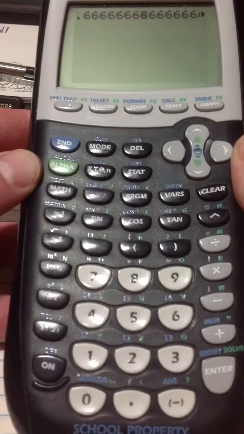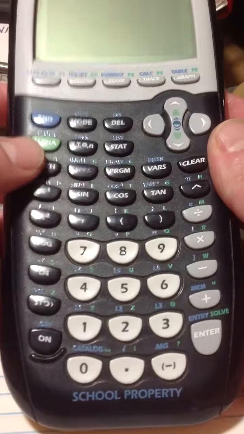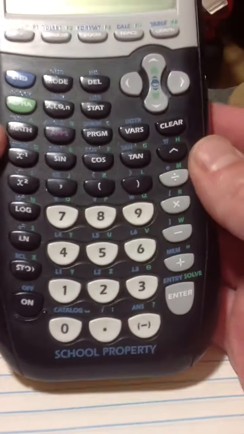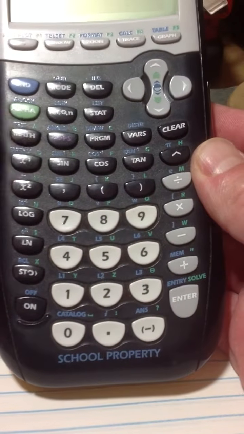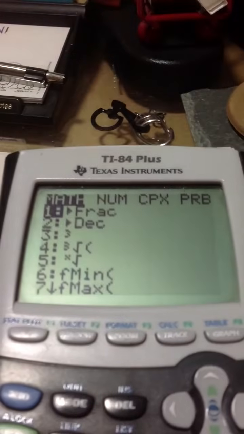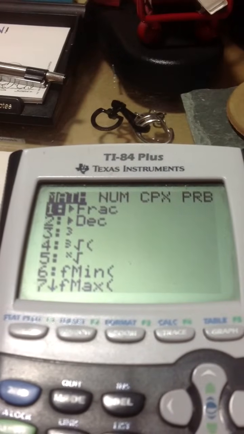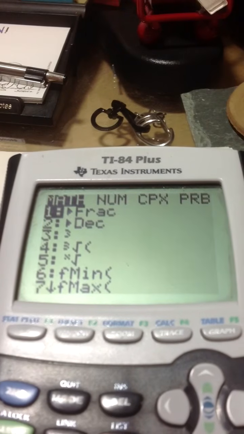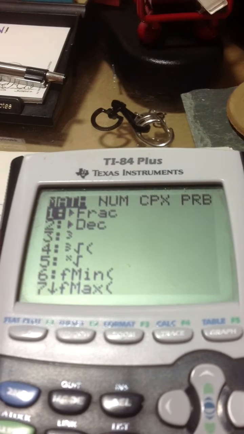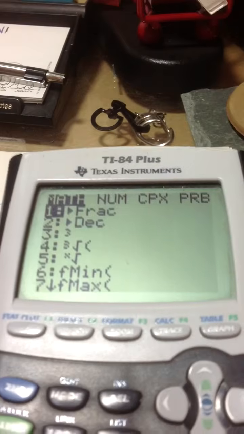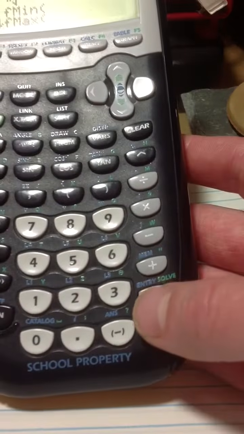Now, in order to do the conversion, we can do it two ways, but I'm going to show you what I think is the quickest. You'll hit the math key. You're going to see a list. The number 1 says to a fraction. Convert to a fraction. The arrow pointing to a fraction means I'm converting something to a fraction. So I would hit math, enter, enter.